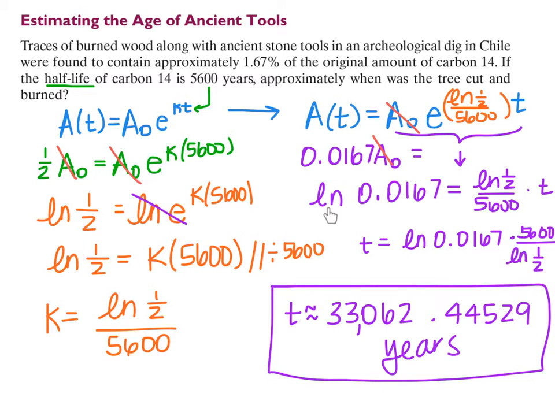So I have ln of that decimal quantity is equal to this whole thing that we solve for over here, so k times t. And you can divide this ln of 0.0167 by this quantity, or you can multiply by the reciprocal of the fraction. So that's what I did here. And I got t to be about 33,000 and something years ago that this tree was cut and burned. So a little longer than I've been alive.